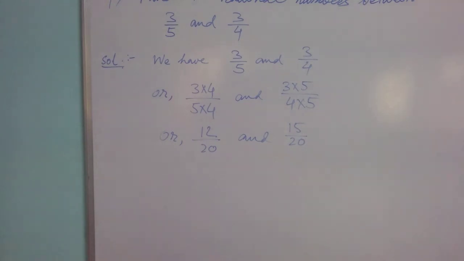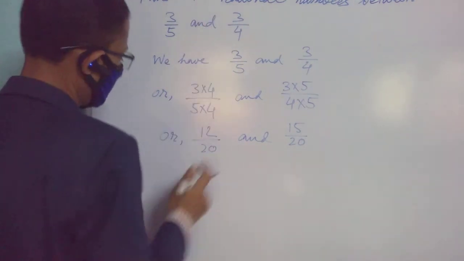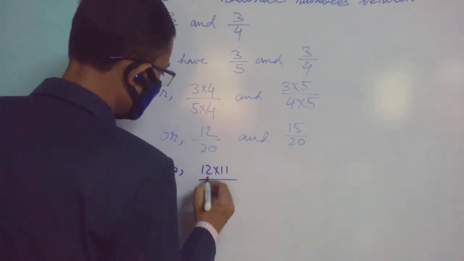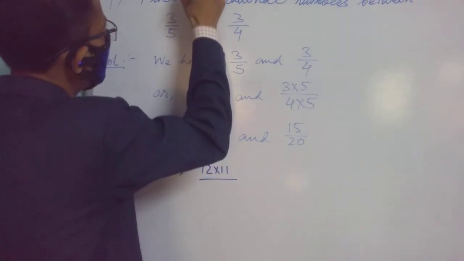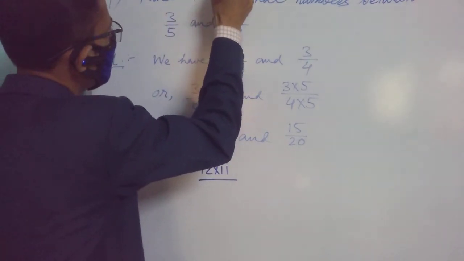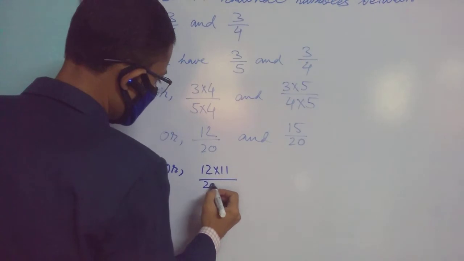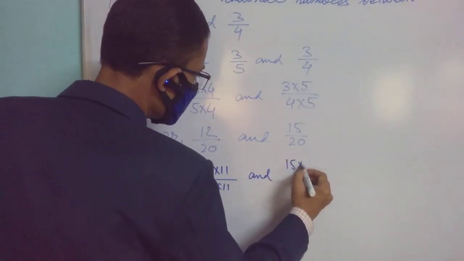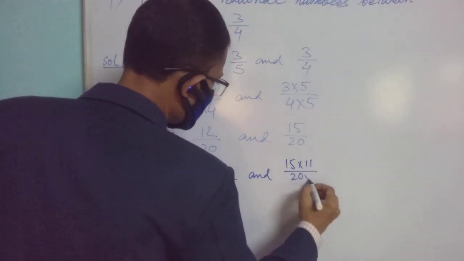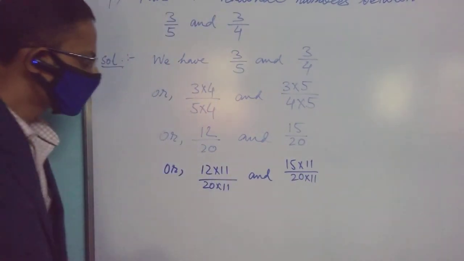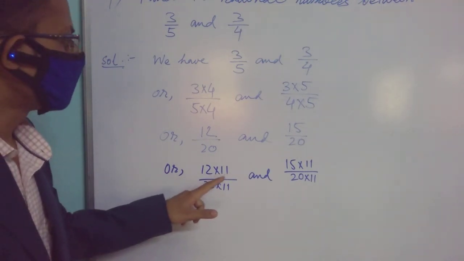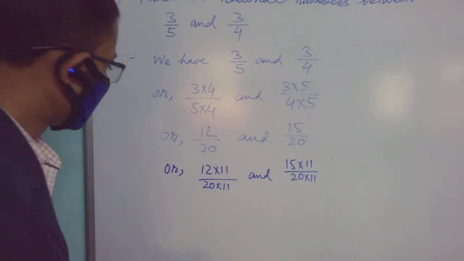So we need 10. So what we will do, we will multiply again by 11, both the numerator and the denominator. So 12 into 11. Why 11? Because 10 plus 1, 11. So 20 into 11 and 15 into 11 by 20 into 11. Now you must be thinking how to multiply by 11. It's very simple. I'll show you the trick.